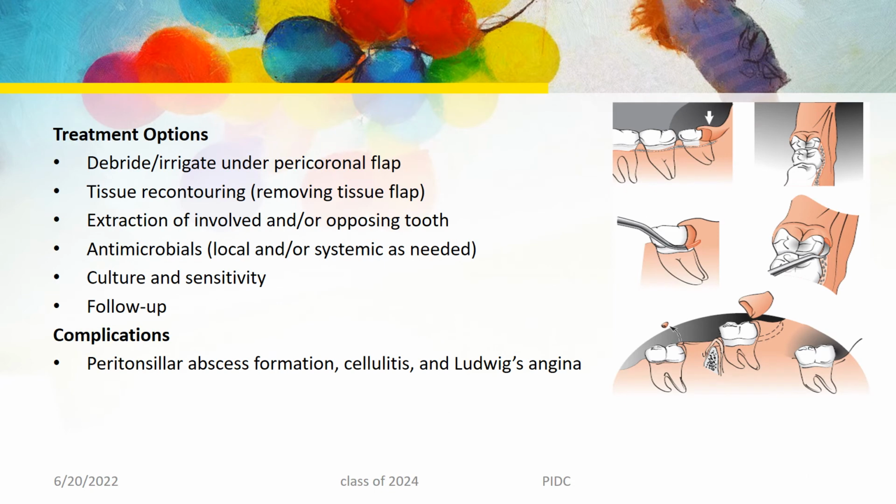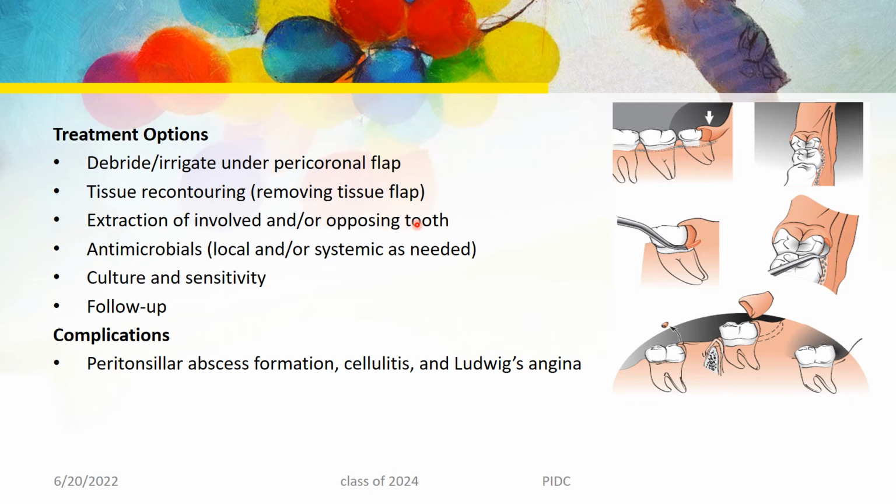Next, coming on to the treatment options. The first and foremost option is to debride the area between the pericoronal flap. Only if you remove all the local irritants such as food deposits from beneath this flap will the infection subside. After this first procedure, you can go in for contouring of this area, that is, removing the tissue flap. Or you could go in for extraction of the involved tooth or the opposing tooth. Since they are third molars, this is generally advised as a permanent solution.